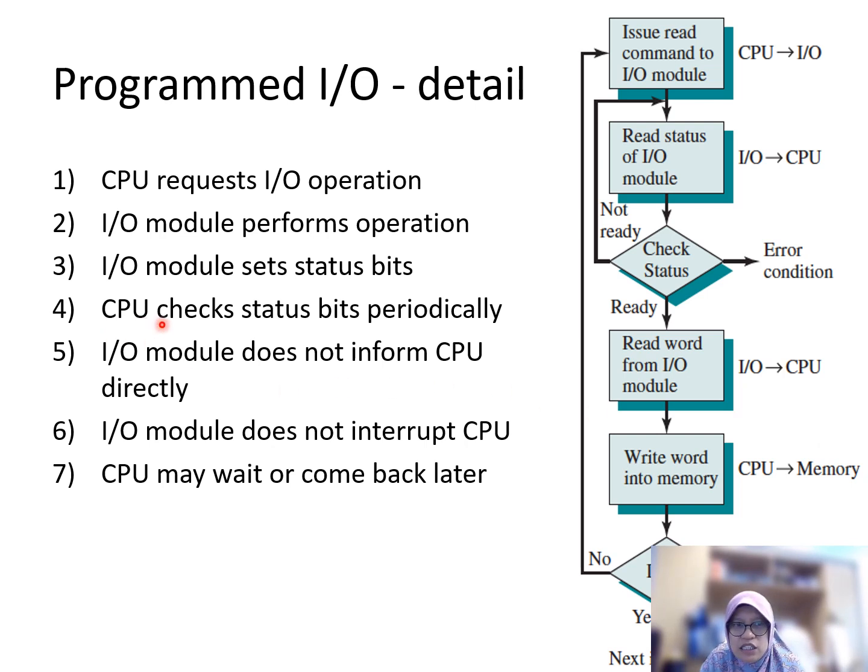Here you can see the CPU checks the status bit periodically until it is ready. So it would issue the read command to the I/O module and then read the status of the I/O module. Then the CPU will check the status. When it is ready, it will read the word from the I/O module and then write it into memory. The I/O module will not interrupt the CPU. It is the responsibility of the processor to periodically check the status of the I/O module until it finds that the operation is complete. So the CPU may wait or come back later to check the status.